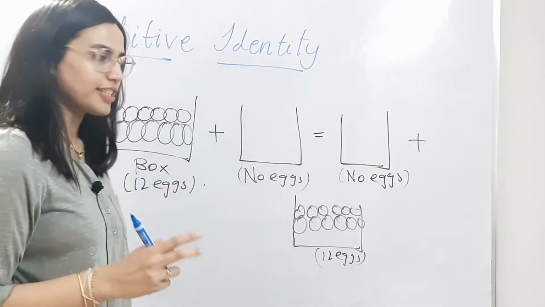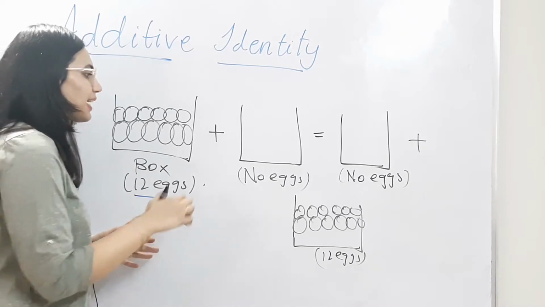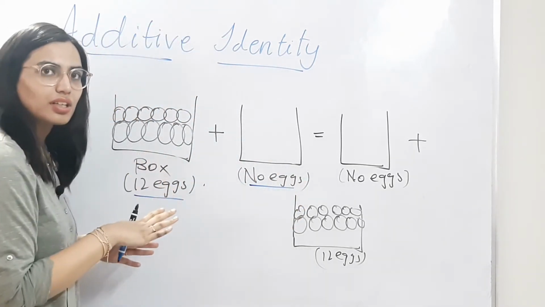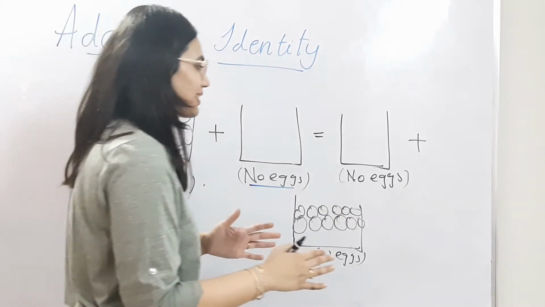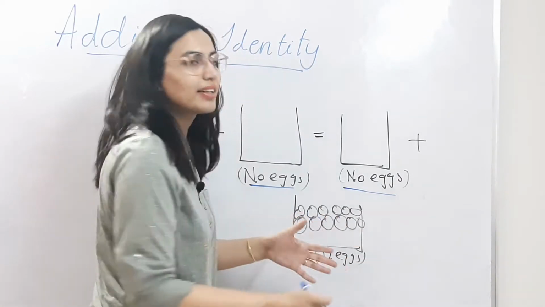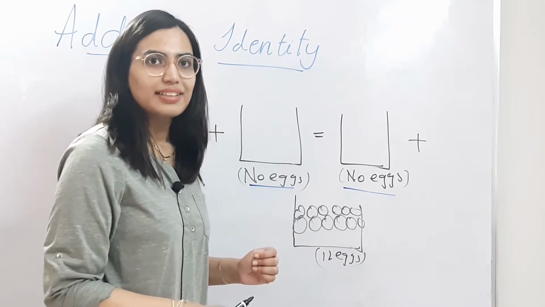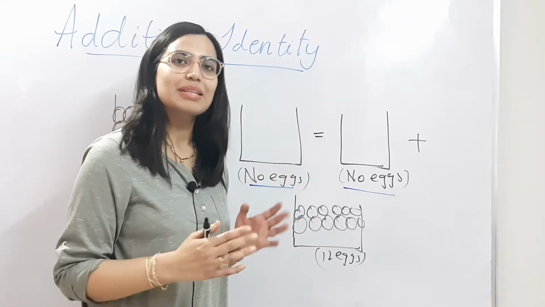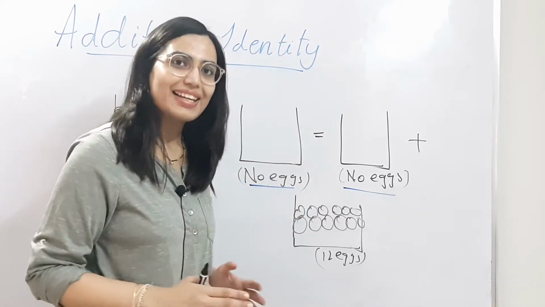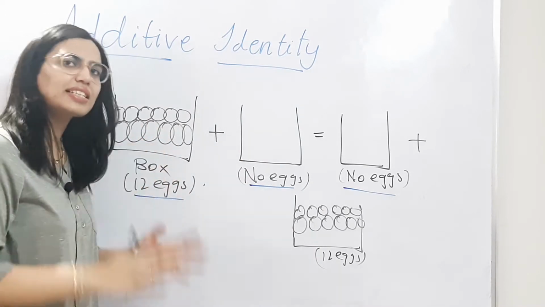There are two cases here. First, there is a box that has 12 eggs, and then I don't want to add any eggs to this box. What will happen? And the second scenario is, there is an empty box and I want to add 12 eggs to that box. What will happen after that? In both the cases, the answer remains 12 only, because ultimately you have 12 eggs, and in the first case you are not adding any eggs to 12 eggs. That means the number is still the same.